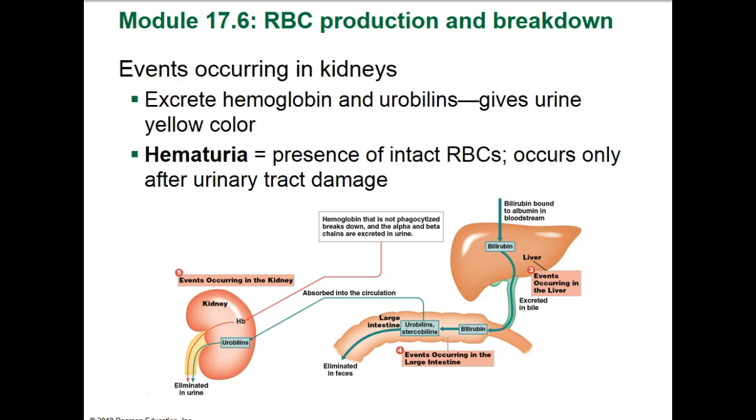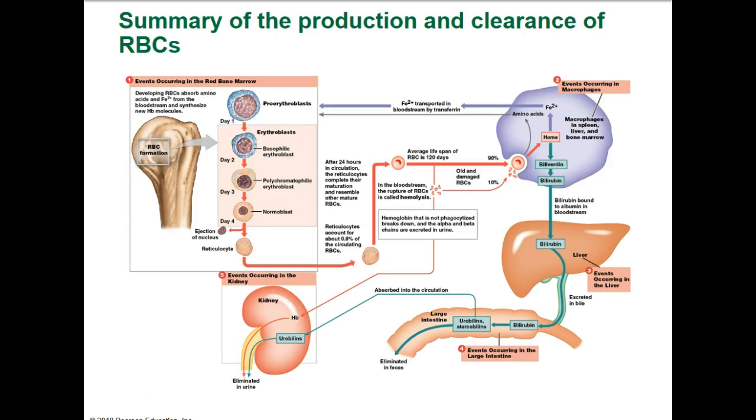Okay, in your kidneys, we excrete hemoglobin and urobilins, and this gives urine a yellow color. If you have intact red blood cells in urine, though, this is hematuria. Generally, this isn't going to occur unless you have some kind of urinary tract damage. So hopefully you don't see that. This diagram summarizes all of those parts.